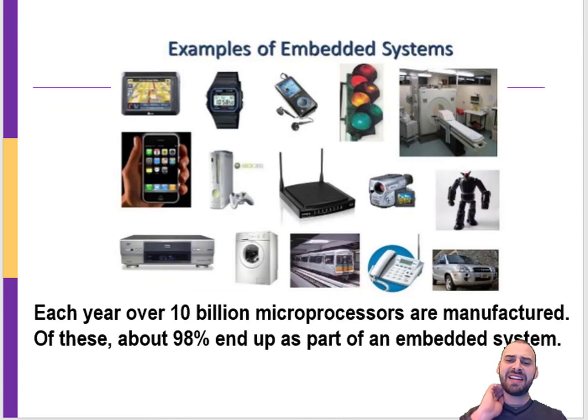I don't mean to beat this to death, right? But there's an awful large number of embedded systems out in the environment. Each year, over 10 billion microprocessors are manufactured, and of those, about 98% are part of an embedded system. So the overwhelming majority of these microprocessors are being placed inside some sort of embedded system, right? And we're seeing examples here from everything like medical imaging to trains to a home media system, cars, right?